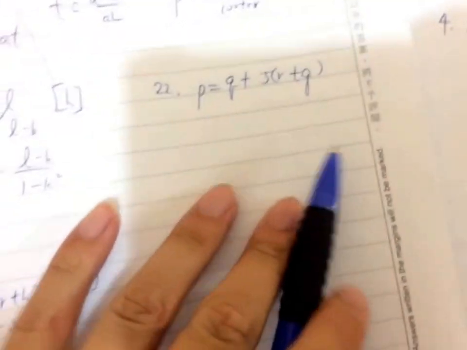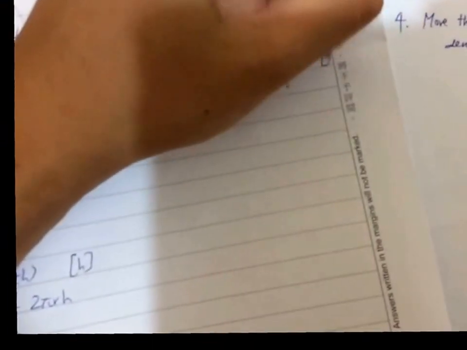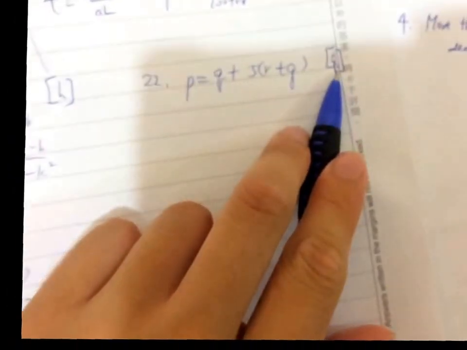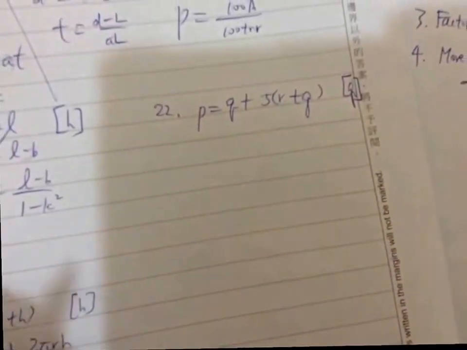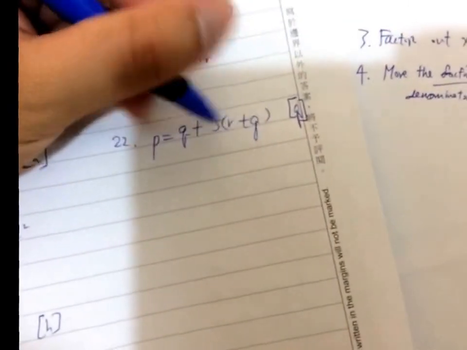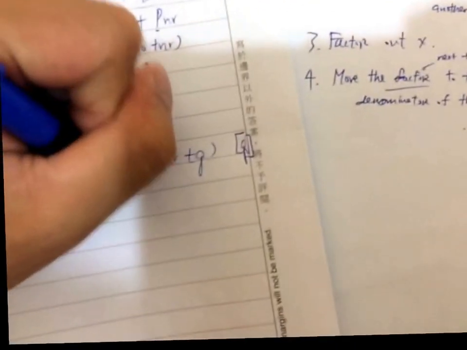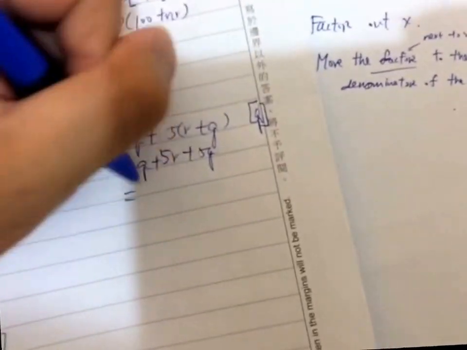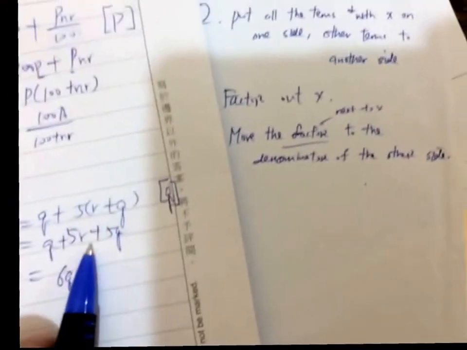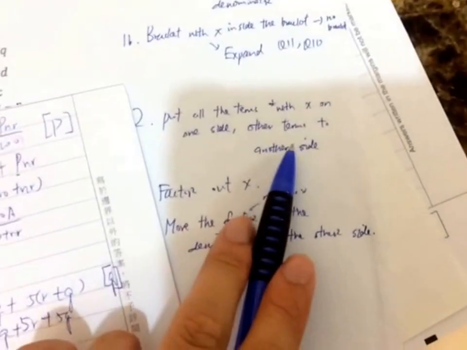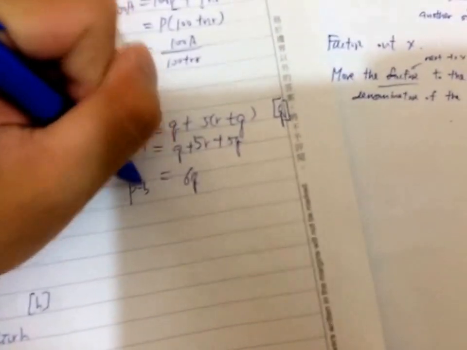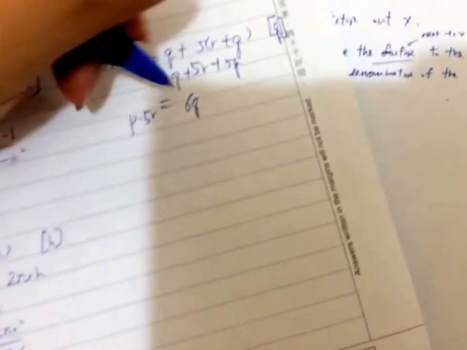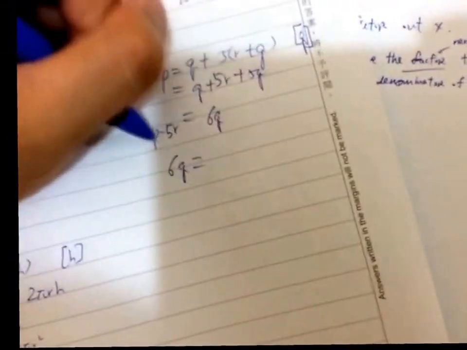So number 22. So the q is the subject. So q here. So I need to expand out the bracket q plus 5r plus 5q. So this 6q. This one no q. The term should put it on the other side, like this. So I can then divide the whole thing by 6.